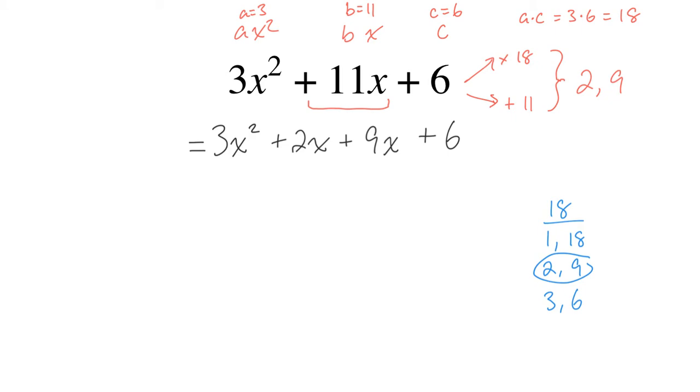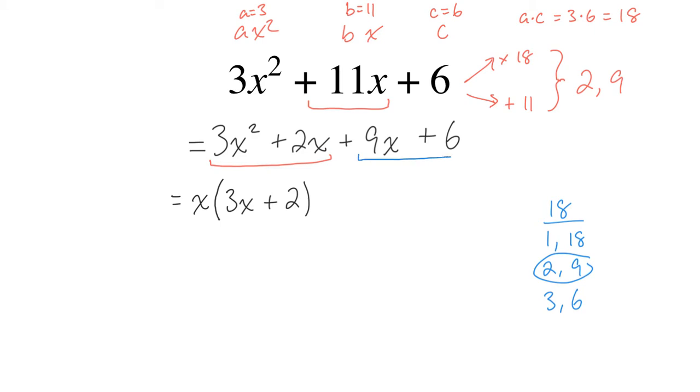Now we're going to do something called factor by grouping. These first two terms here, we want to find a common factor and pull that out. Between 3x squared and 2x, the greatest common factor is x. So when we pull out that x from both terms, we get 3x plus 2 in the brackets.